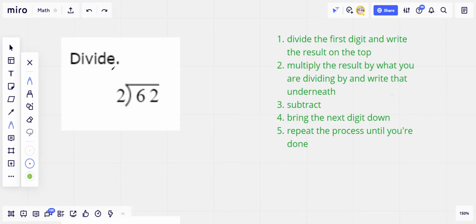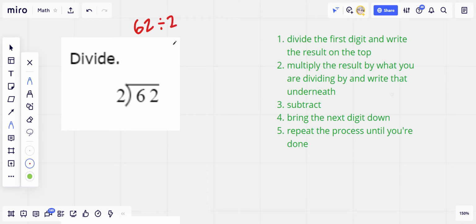In this problem, we're being asked to divide. And this problem is set up like you would set it up for long division. There's this bracket thing, and then the thing you're dividing is put inside the bracket, and the thing you're dividing by is put outside. So this is 62 divided by 2. So another way to write that would be 62 divided by 2.